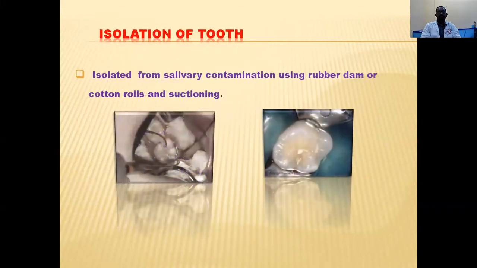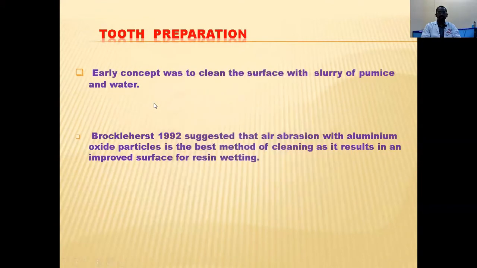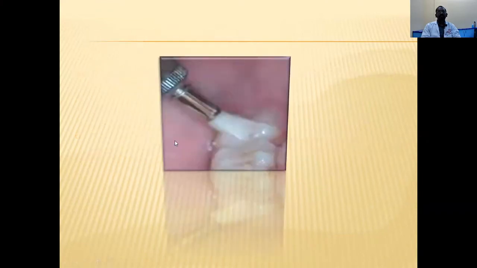Coming to the isolation of the tooth, this is the isolation which was done by the rubber dam, or in case the rubber dam is not available, you can do it with cotton rolls or pellets with proper sectioning. The tooth preparation can be done with a slurry of pumice mixed with water. In some cases, air abrasion with aluminum oxide is also indicated, which was introduced by a professor in 1992. This is the prophylaxis.